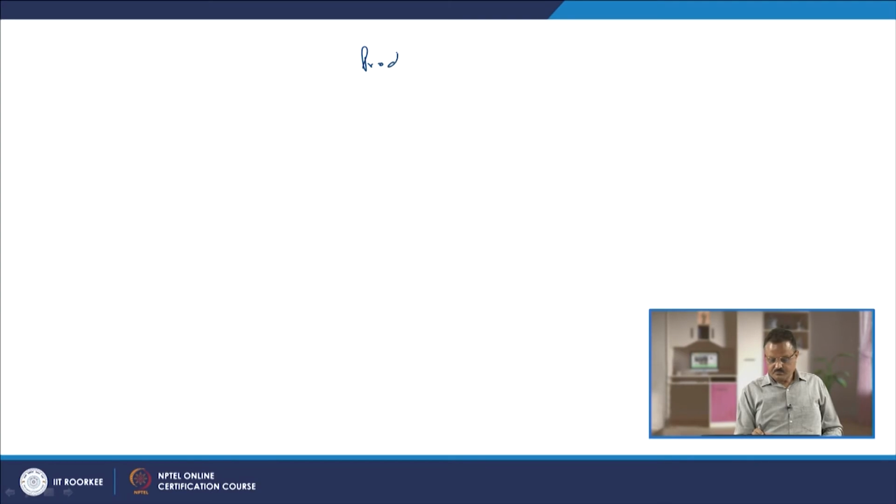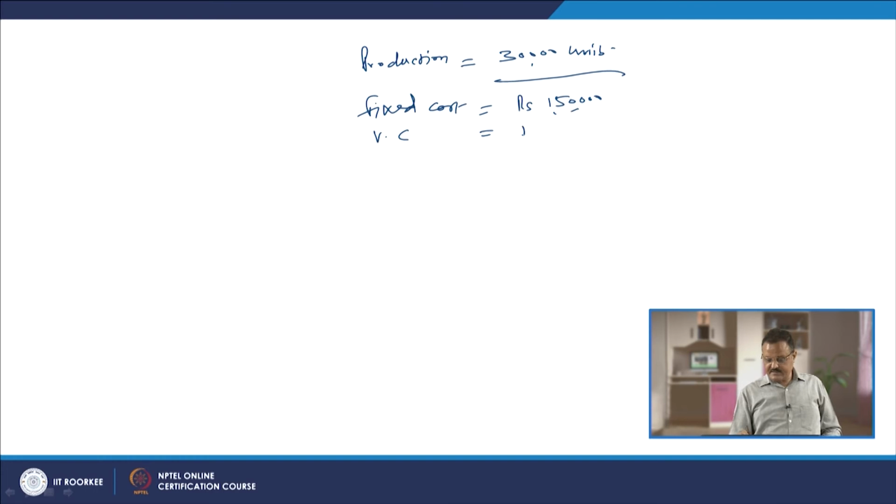Production is 30,000 units. We are producing currently 30,000 units, right. Our fixed cost of production is rupees 1,50,000, and our variable cost is rupees 10 per unit. So, now you calculate the cost here.